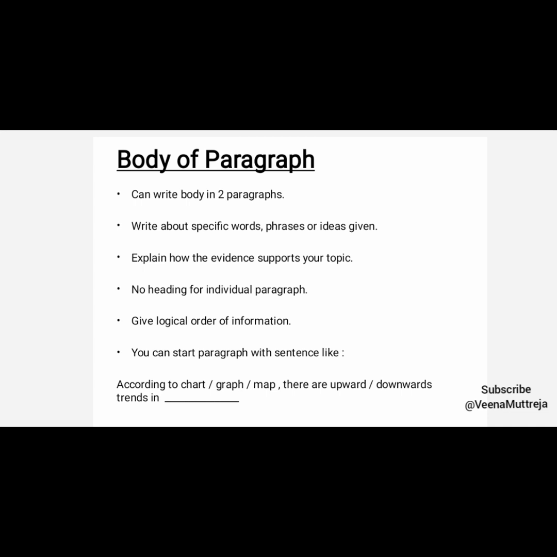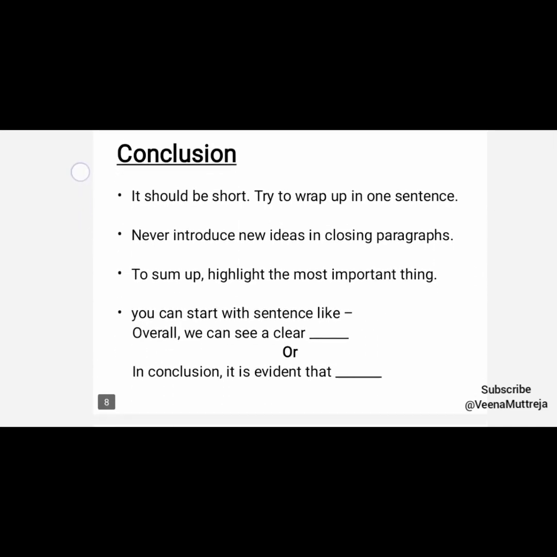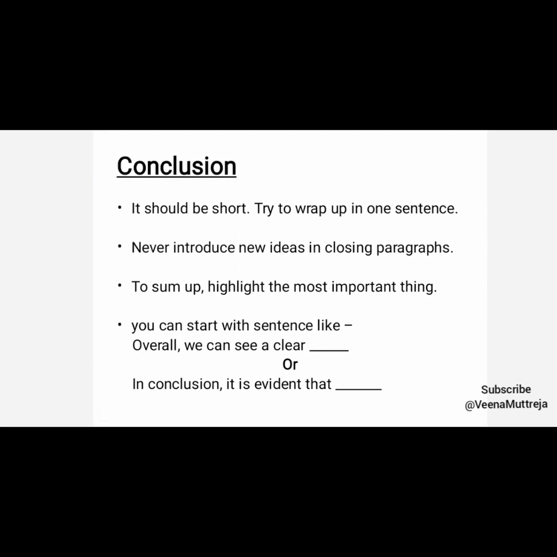Your sentences must be related to each other. You can start your body paragraph with sentences like, according to chart, graph, map, there are upward or downward trends in whatever you want to write. You will come to know when we do an example. Next is your conclusion. Your conclusion must be short. As introduction was short, your conclusion must also be short. Try to wrap up in 1 sentence only.